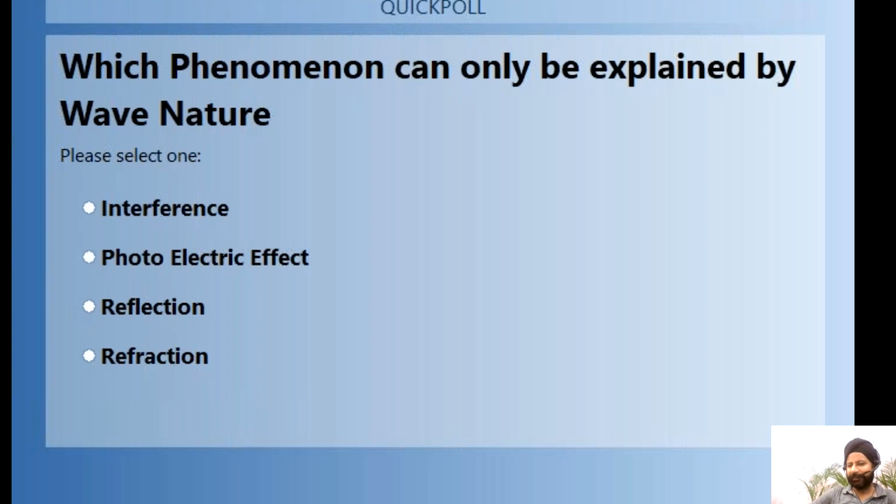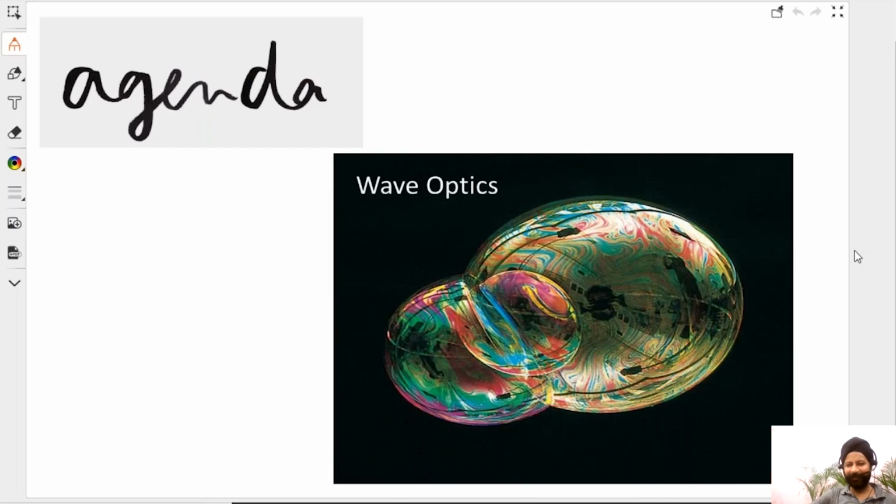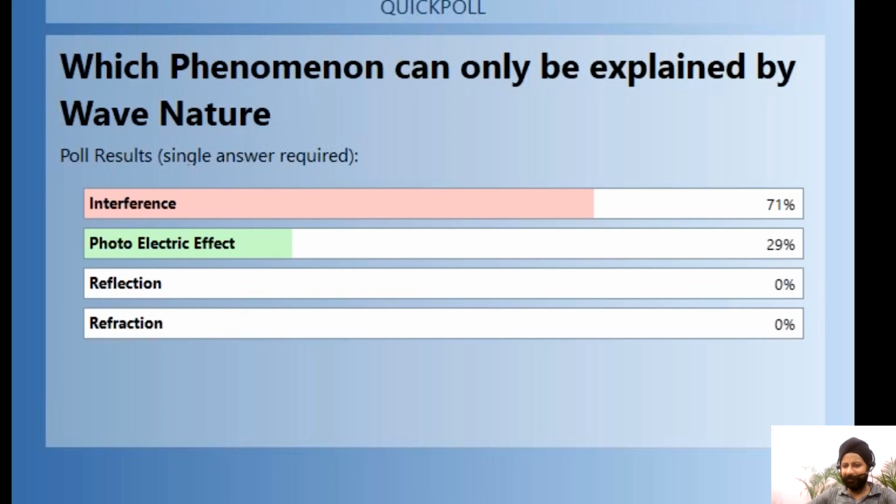Wave nature fails to explain the photoelectric effect, by the way. I have spent so much time explaining the photoelectric effect, and I said wave theory fails to explain that, and you're saying wave theory can explain the photoelectric effect. 29% of students are saying that. Yeah, Rukaya, you're right. Interference can only be explained by this, right? So don't worry, we're going to start from the very beginning. Yeah, Nina read the question wrong, and that's not what you should do. You should read it properly.